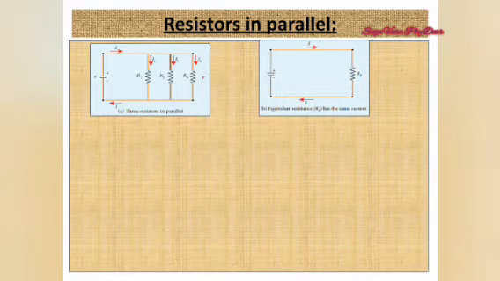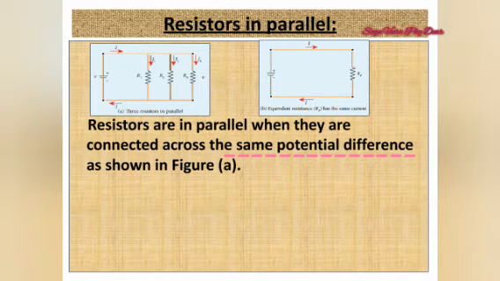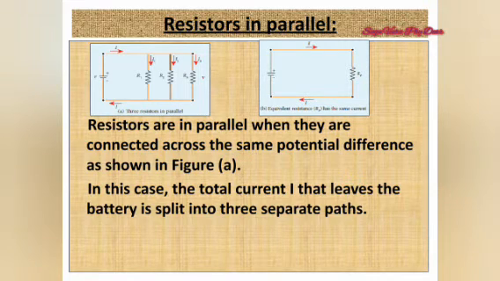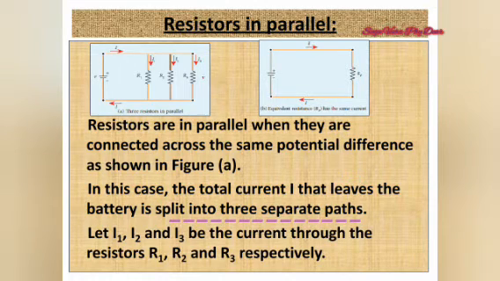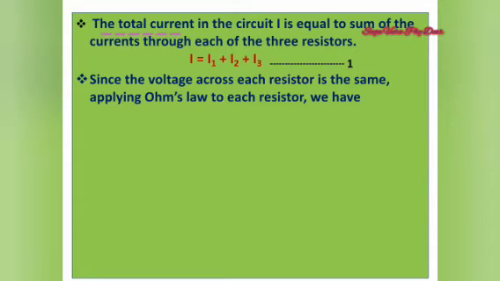Next, resistors in parallel. This question is also an important 3 marks question. Resistors are in parallel when they are connected across the same potential difference as shown in the figure. In this case, the total current I that leaves the battery is split into 3 separate paths. Let I1, I2 and I3 be the currents through the resistors R1, R2 and R3 respectively. The total current in the circuit is equal to the sum of the currents through each of the 3 resistors. I equals I1 plus I2 plus I3.